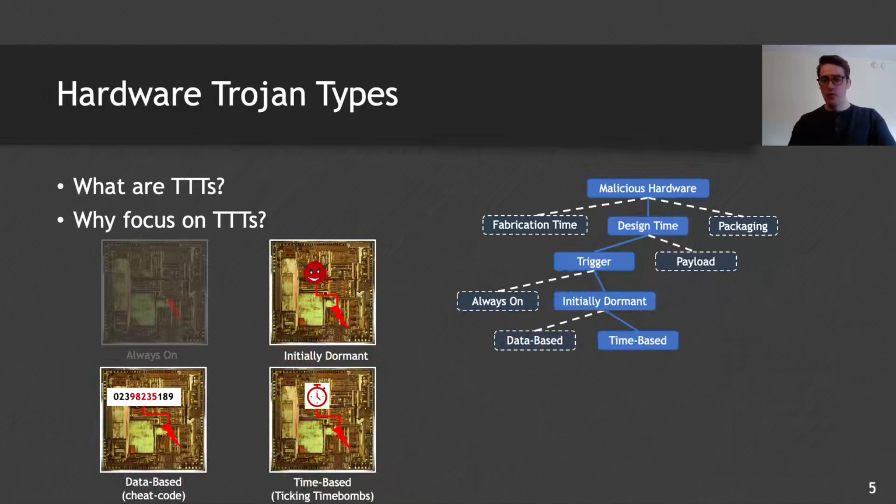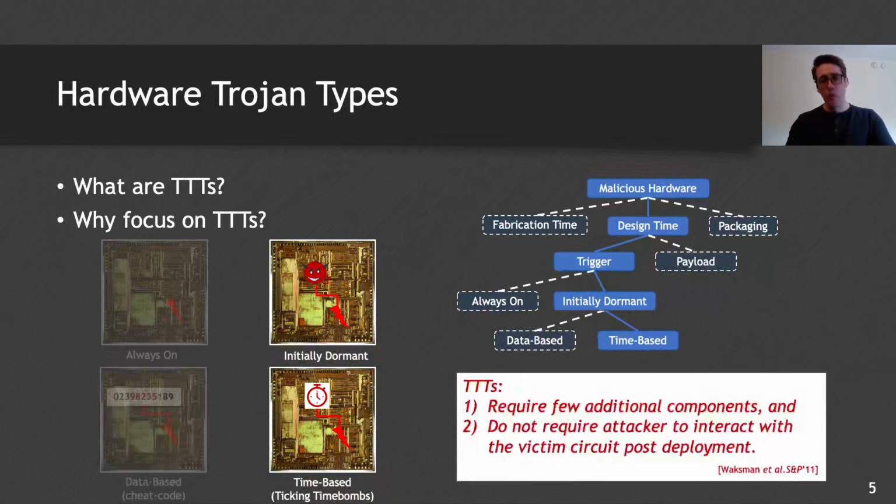As a first step towards systematically constricting the design time Trojan attack space, we choose to target ticking time bombs, as prior work has pointed out that they, one, require little additional logic or components to implement, and two, they do not require any attacker post-deployment interaction, since they start working towards activation the moment the chip has been turned on.